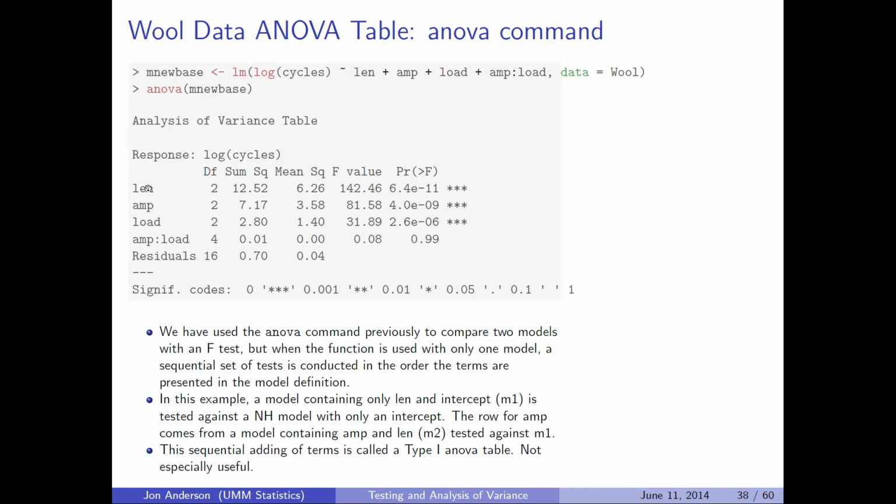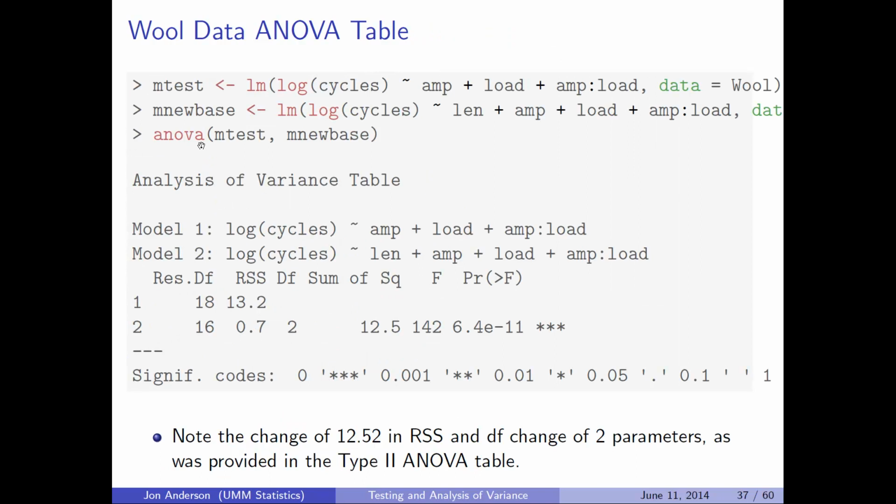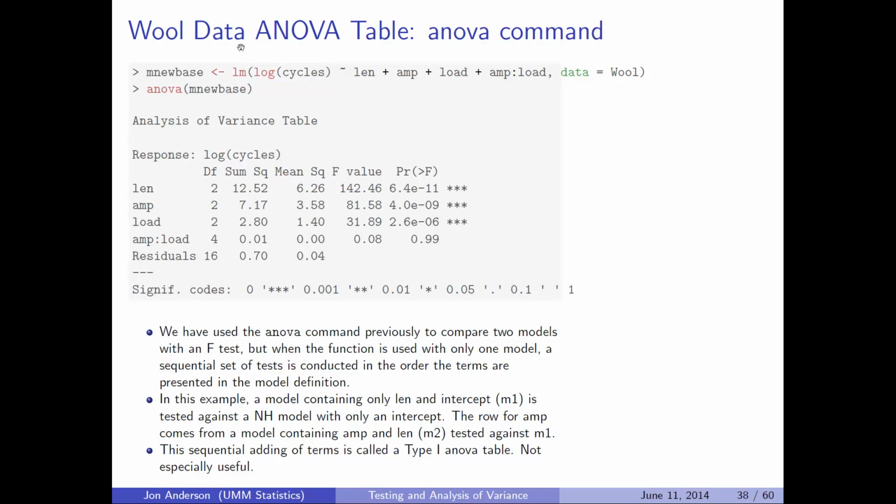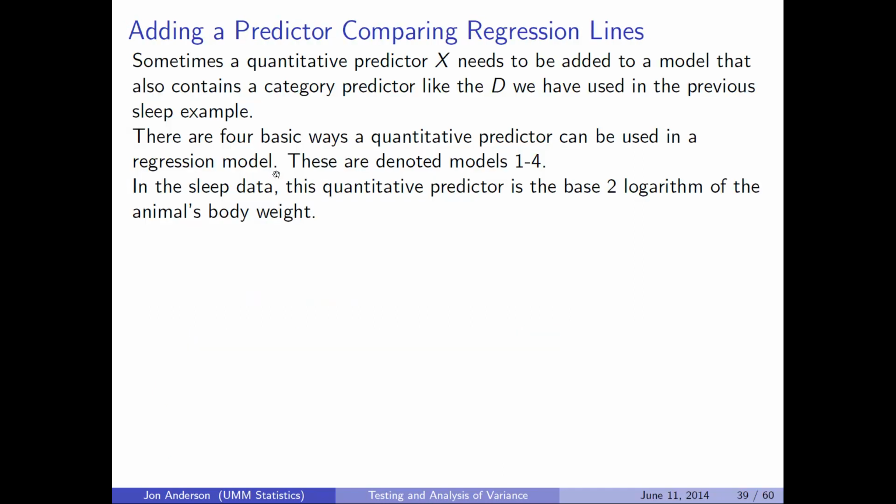So a model that has length in it as opposed to a model that doesn't have anything, here's the test. Here the line is for adding amplitude to a model that has length. So these are sequential tests, and that's probably not the kind of tests that we'll want to ever do. We usually use this lowercase anova command when we compare two models, like we did on the previous overhead 37. So comparing two models, the lowercase anova command is correct and the one to use. When you're looking at just one model, you really shouldn't use the lowercase anova command. You'd use the uppercase A Anova command.